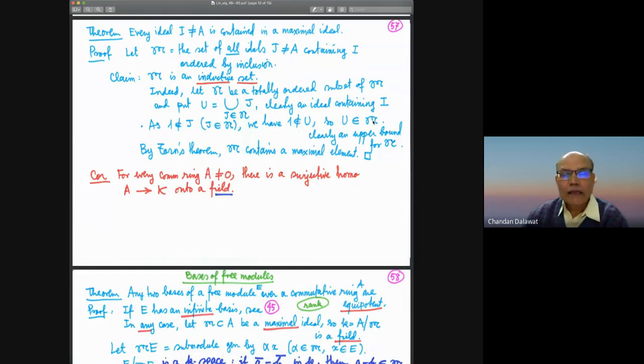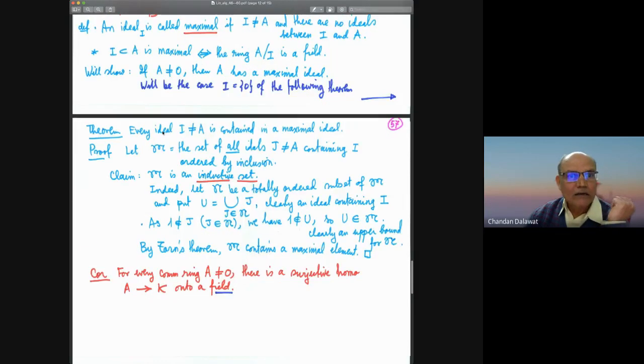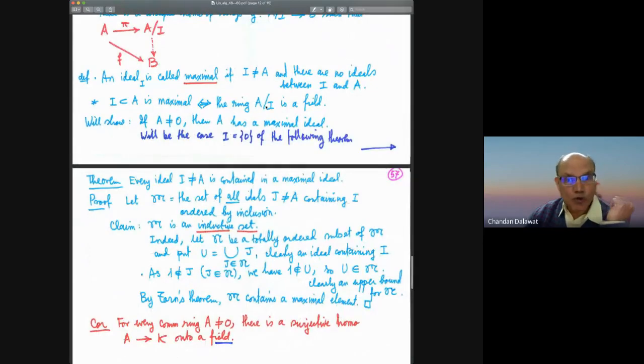Therefore, this U is in my set M, which was a set of all ideals containing I, but distinct from A. And this U is clearly an upper bound for this set N. So by Zorn's lemma, this M contains a maximal element. And that maximal element is, of course, going to be a maximal ideal. So if I take a commutative ring A, which is not reduced to 0, then there's a surjective homomorphism from A to a field. That's the corollary of this proposition. It's a corollary because I just need to take K to be A modulo M, where M is the maximal ideal of this ring A. We have seen that if I have a maximal ideal, then the quotient is a field.